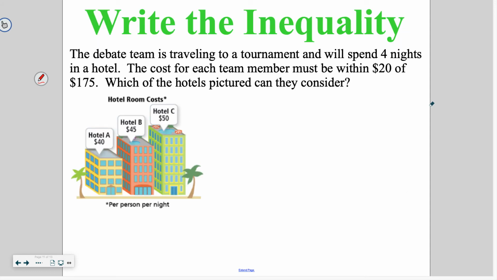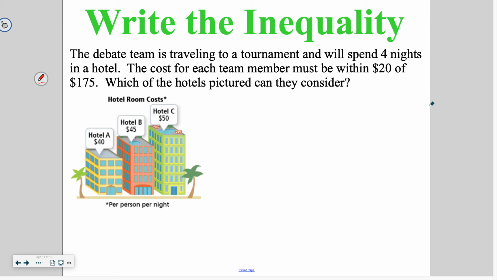So the last thing we're going to do here is work on writing an inequality and then using it to solve. The debate team is traveling to a tournament and will spend 4 nights in a hotel. The cost for each team member must be within $20 of $175. Which of the pictured hotels can they consider?